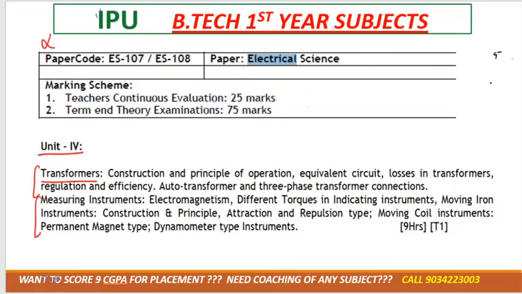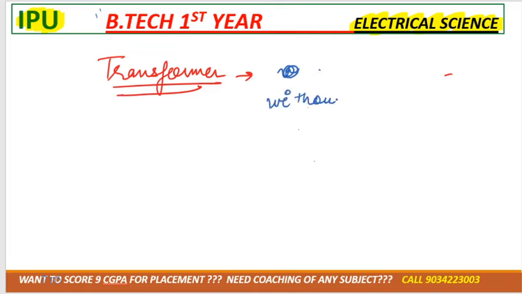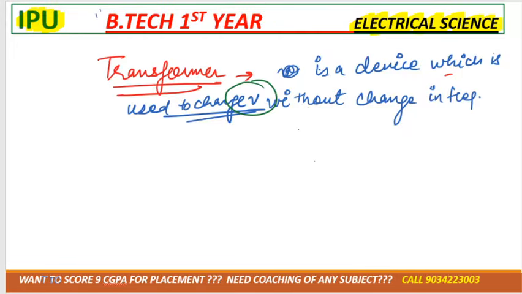According to you, what is transformer? Basically, transformer is a device which is used to change voltage level. But there is one condition: without change in frequency. What is the condition? Without change in frequency. So transformer is a device which is used to change voltage. Now the question arises, why is there a need to change the voltage?